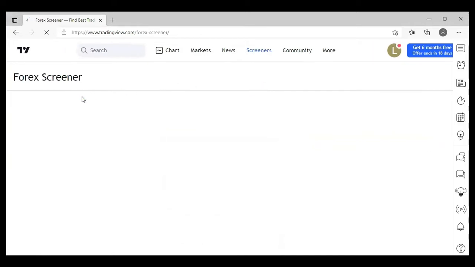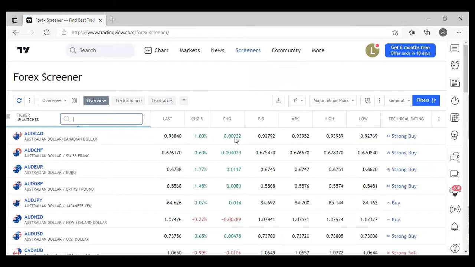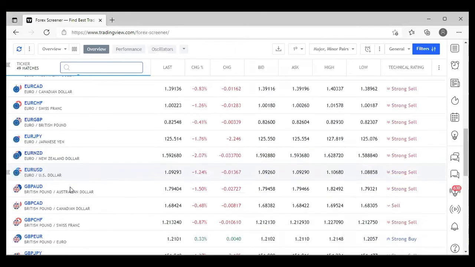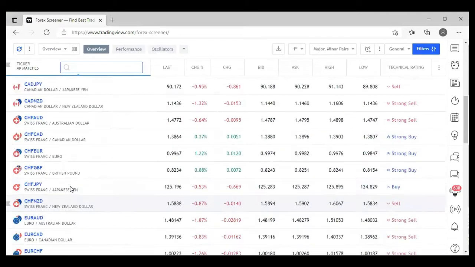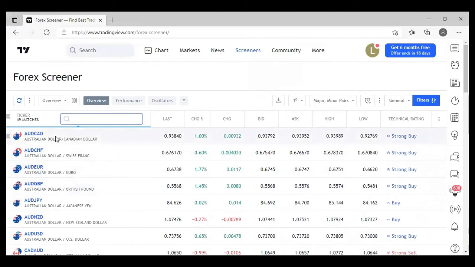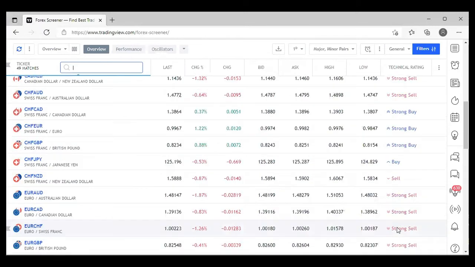So for the Forex Screener, you can see how it shows you all the currencies, okay? And you're able to see the ones that have a strong buy or a strong sell, and so on and so forth.